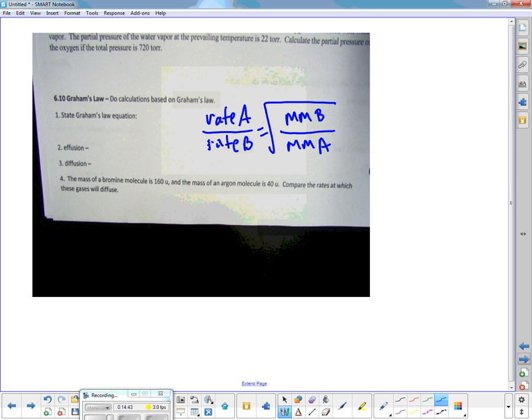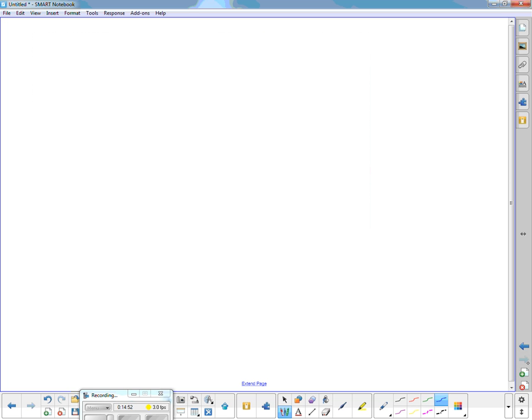Graham's law is basically the rate that one is moving divided by the rate that another one is moving is equal to the square root of the molecular mass of the B one divided by the molecular mass of the A. And we're actually going to work with that in lab today.